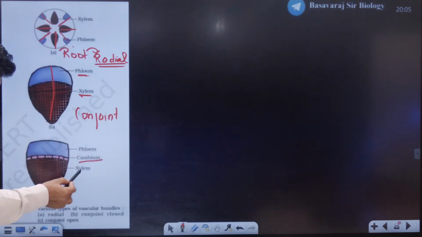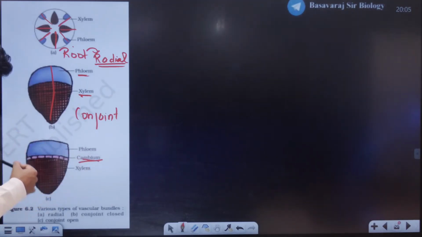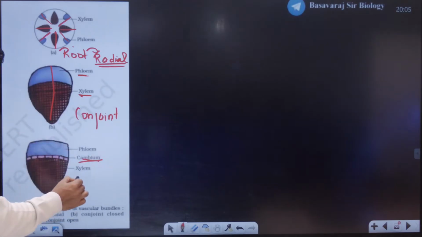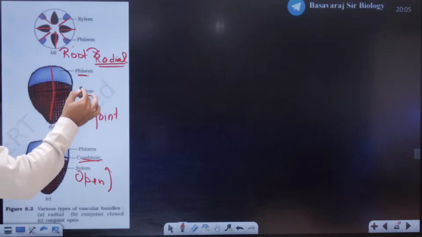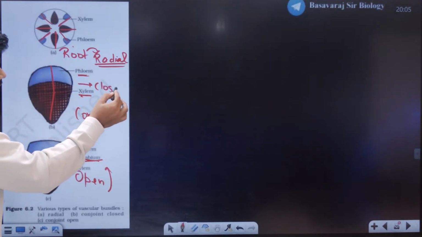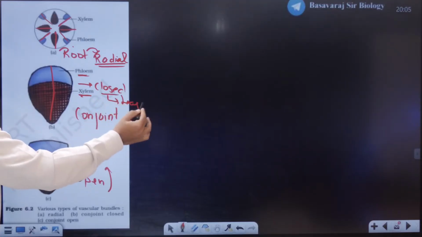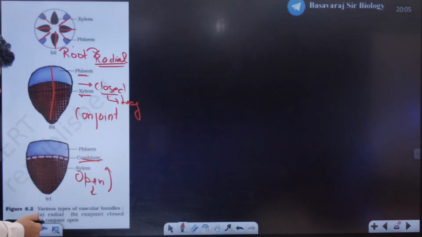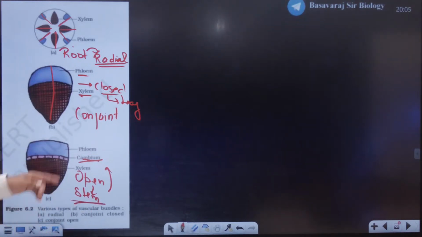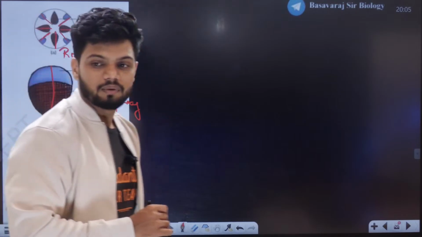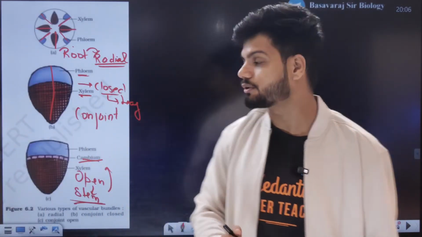Between xylem and phloem, there is a cambium in the middle. Such an arrangement is called open. If cambium is present, it is called open. If cambium is absent, it is called closed. Closed is mainly seen in the case of leaf. Open is seen in the case of stem. Why? Because cambium is responsible for the secondary growth in a plant.